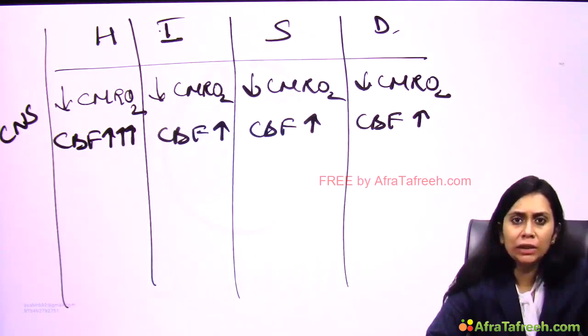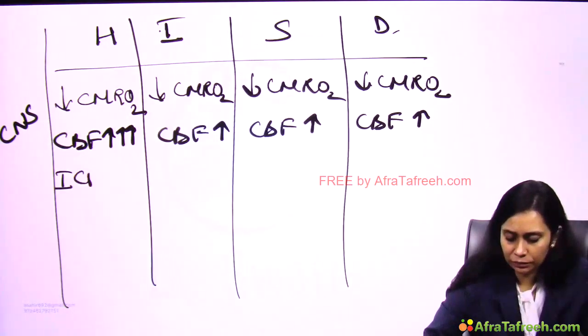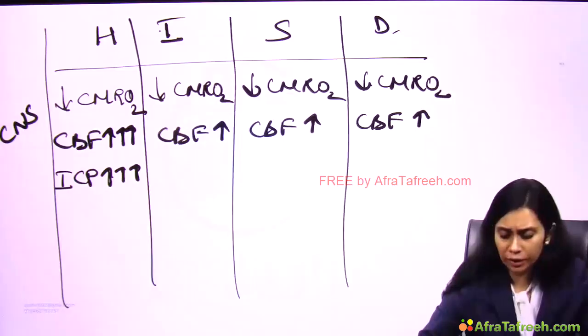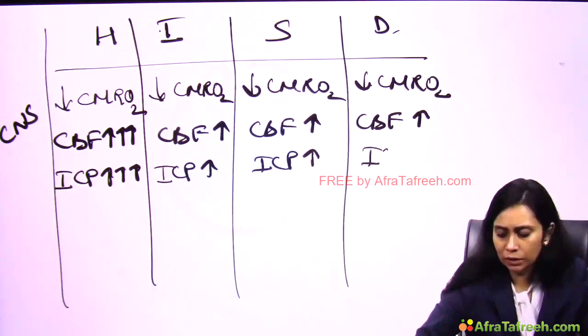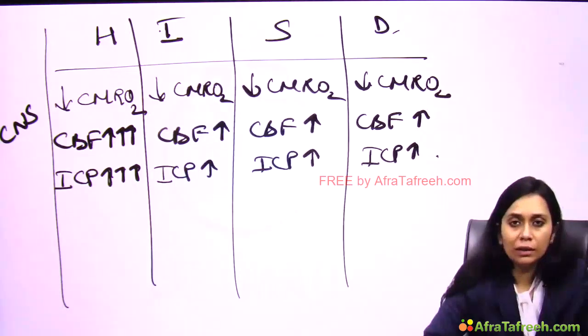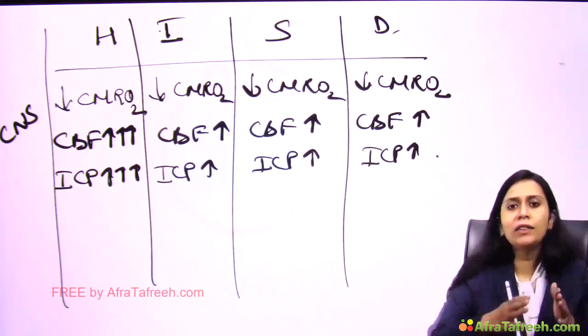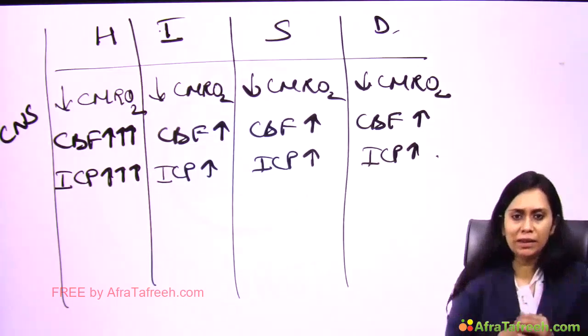If cerebral blood flow increases, what is the effect on ICP, intracranial pressure? ICP would also increase. The cranium has a fixed capacity, so if any component increases, ICP would increase. Got it? If I was discussing an IV agent, I would have told you: decrease CMRO2, decrease cerebral blood flow, decrease intracranial pressure. Inhalational: decrease CMRO2, but increase cerebral blood flow, and increase ICP. So IV anesthetic agents decrease ICP, inhalational increase ICP.